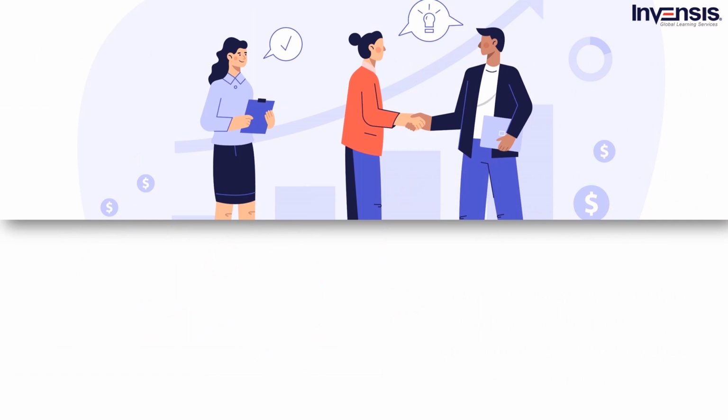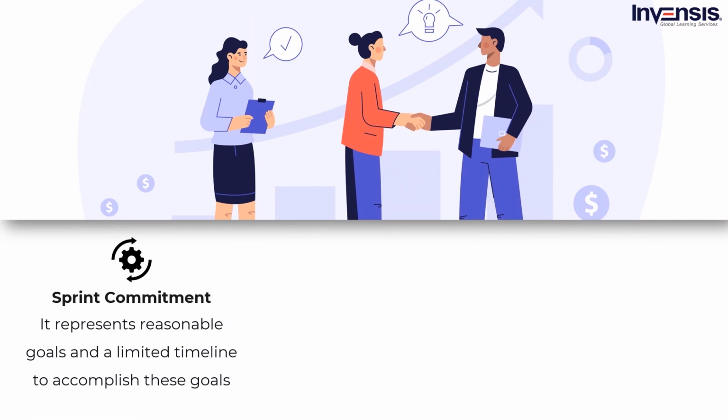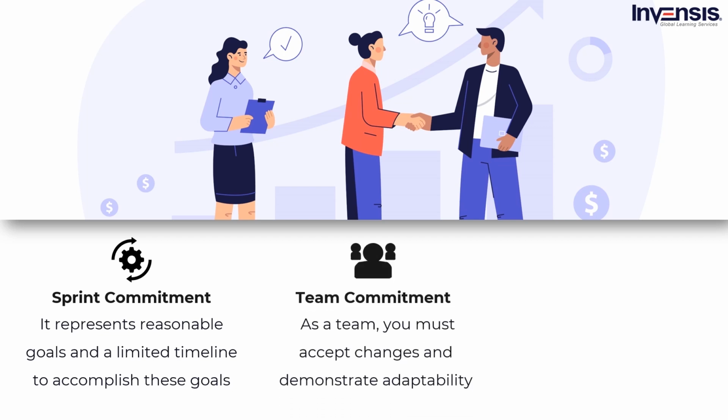Some of the primary ways commitment can be expressed are: sprint commitment. A sprint commitment represents reasonable goals and a limited timeline to accomplish these goals. As a result, the team must be committed to work their part in order to meet the sprint goals. Next, team commitment. As a team, you must accept changes and demonstrate adaptability. You may accomplish the project goals in smaller parts as a team. If some problem occurs, the team can unite and discuss the problem with one another in order to come up with a specific solution to the problem.